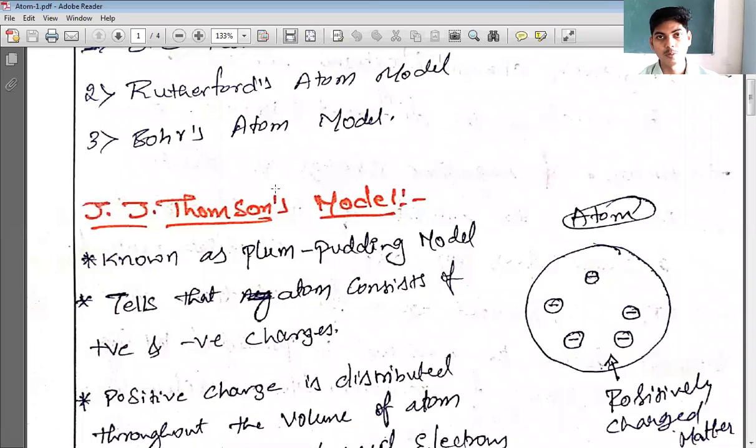When the atomic model was initially proposed, we did not know about nuclear structure at all. It was Rutherford who introduced the idea of nucleus. He said not all the positive charge is distributed throughout the volume of the atom. Instead, positive charge is concentrated in a small core at the center of the atom called the nucleus. The idea of nucleus was introduced in Rutherford's atom model. The same was extended even in Bohr's atom model. So this is how the atomic models developed.